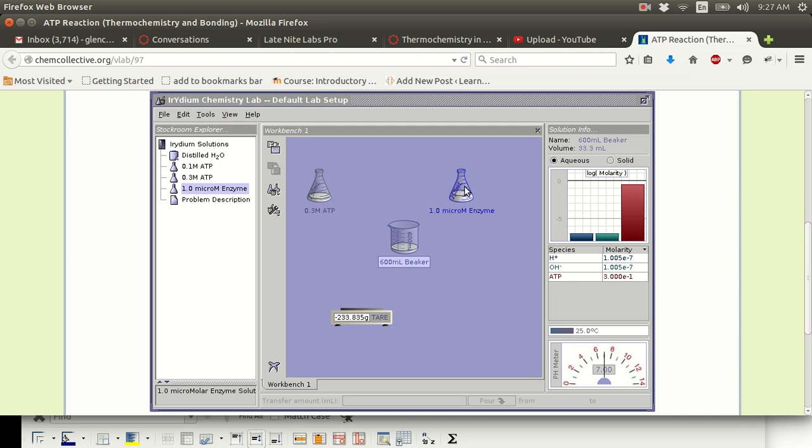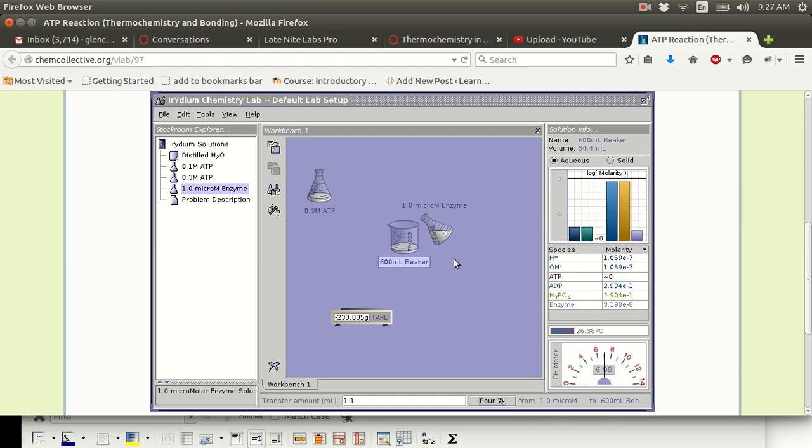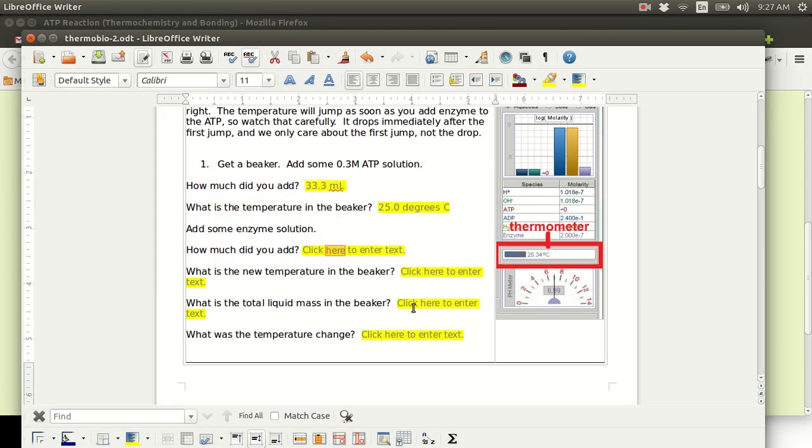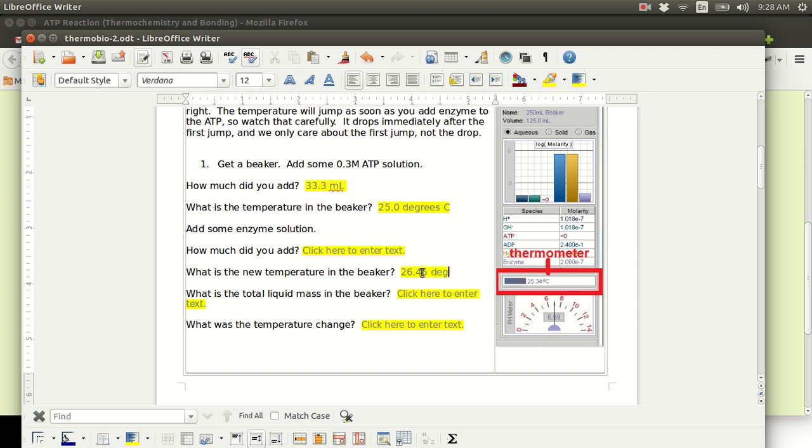Now, when I add the enzyme solution, I'm going to watch this temperature. Okay, watch that. I'm just going to add 1.1 milliliters. Watch that temperature. 26.45. Did you see that? It was 26.45 degrees Celsius, and it is dropping really fast. It's dropping because this beaker is cooling off because the room was 25 degrees Celsius. So that's a little difficult to see the new temperature in the beaker, 26.45 degrees Celsius.